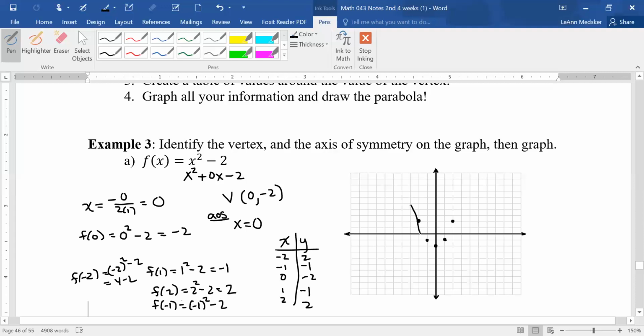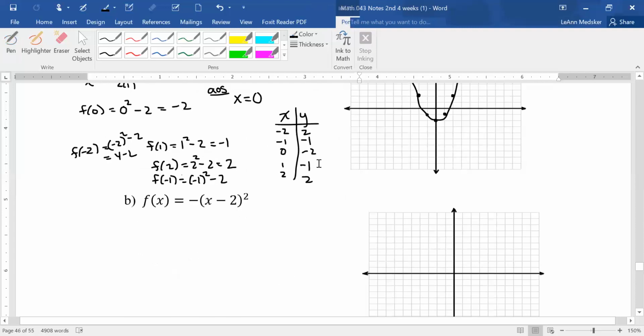Then we draw our nice parabola shape. And notice this one does open up because we had that leading coefficient that was positive. We could know that before ever doing anything else. All right, let's try another one.